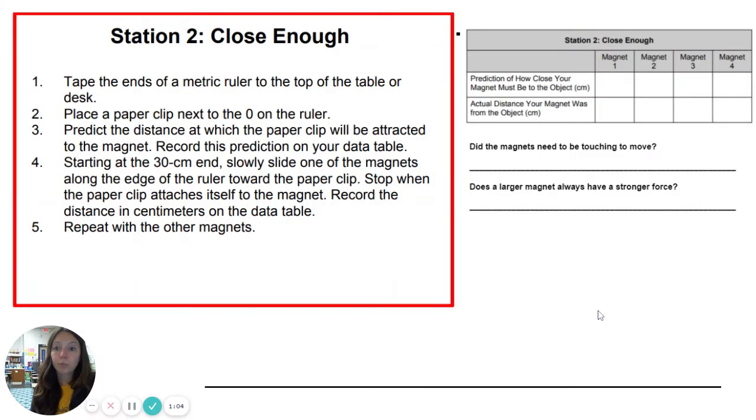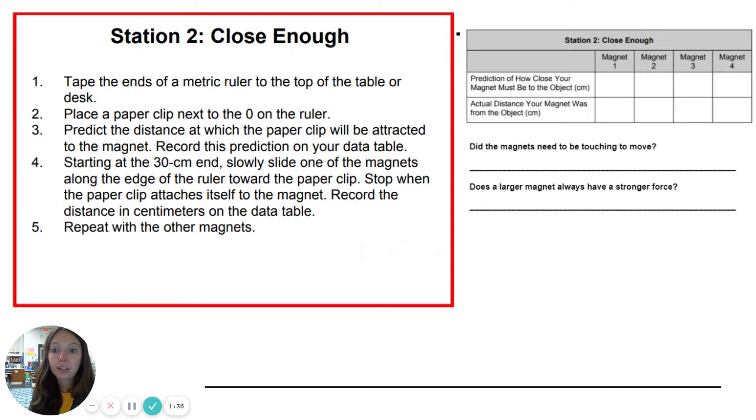So here is your station 2 close enough directions. These are your lab procedures, so they are in order from what you do first to what you do last. So it says, tape the ends of a metric ruler on top of the table or desk. Place a paper clip next to the 0 on the ruler. 3 is predict the distance at which the paper clip will be attracted to the magnet. Record this prediction on your data table.